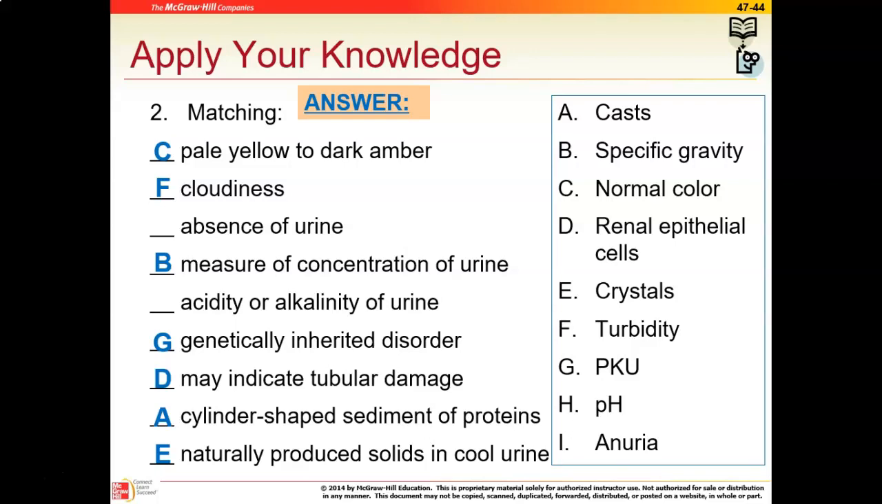pH, that is potential of hydrogen ions. So that's measuring our acidity or alkalinity of urine. And then the last one, absence of urine, is anuria. So if we have scanty urine, we have oliguria. If we have absence of urine or severe lack of, we have anuria.